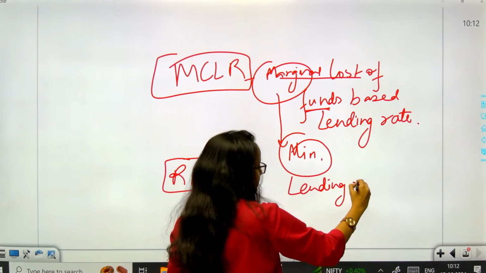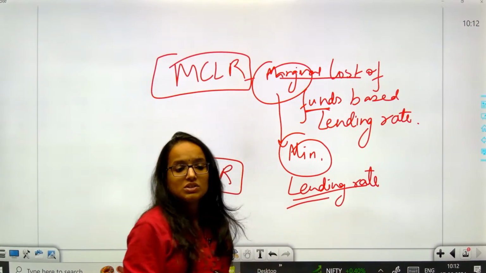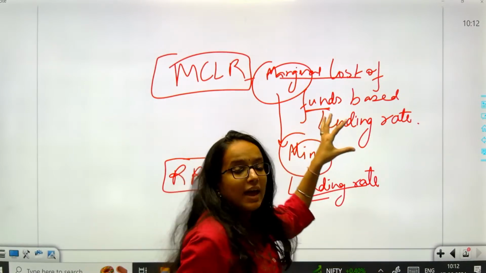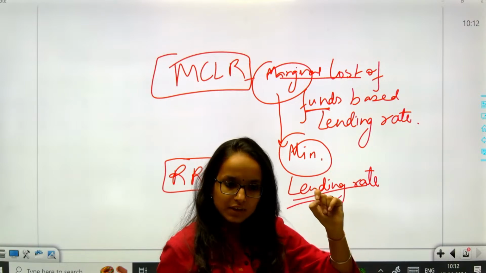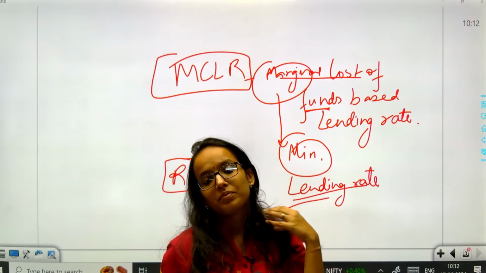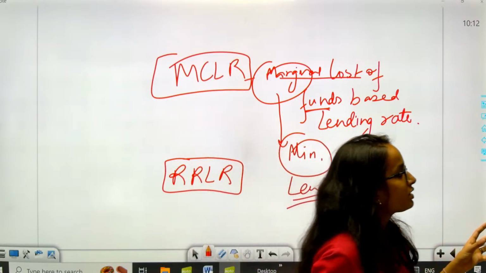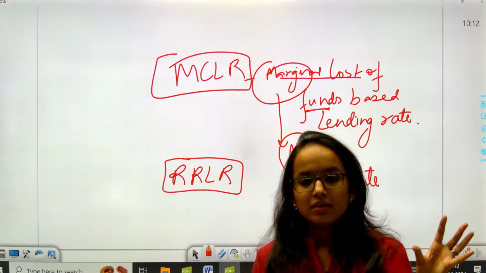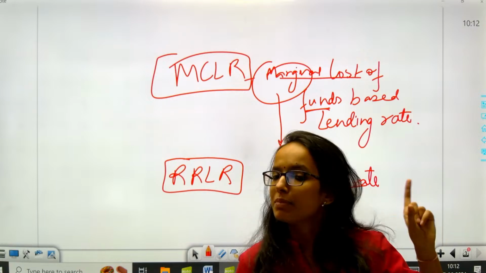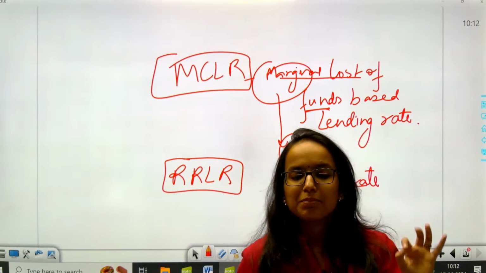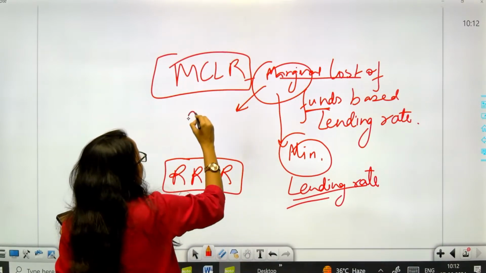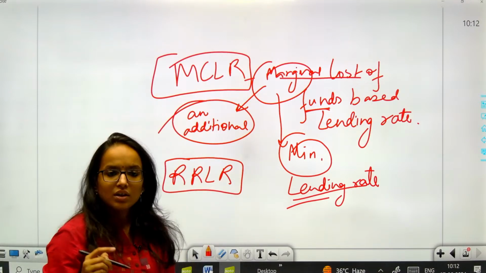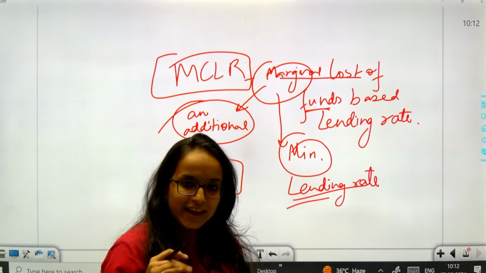Minimum lending rate, below which giving loans or extending loans is not allowed. Clear? First thing. Now, MCLR, as the name suggests, marginal. I have told you number of times in our classes as well that wherever in economics, I'll come to your question. So I was saying marginal. Wherever you read this word marginal means an additional. Marginal means what? An additional. So wherever marginal is written, you should understand it is an additional unit.